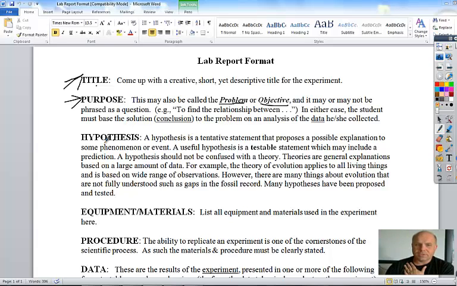Then there's more information on that. The hypothesis itself. Remember, whenever we write a hypothesis, it's always going to be in the form of if.